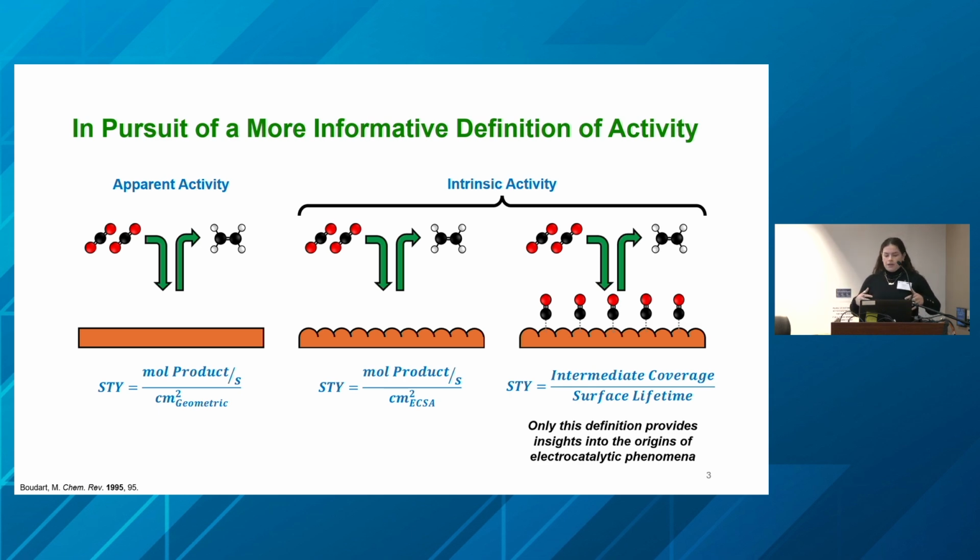But a more informative definition of intrinsic activity, or the site time yield, is the ratio between intermediate surface coverages leading towards a particular product by the surface lifetimes, or how long those intermediates are actually on the surface. This is the only definition that actually provides insights into these activity origins, because activity is a function of two key parameters: coverage and lifetime. So this is the only definition that allows us to understand which parameter is inhibiting or enhancing the activity over a catalytic surface.